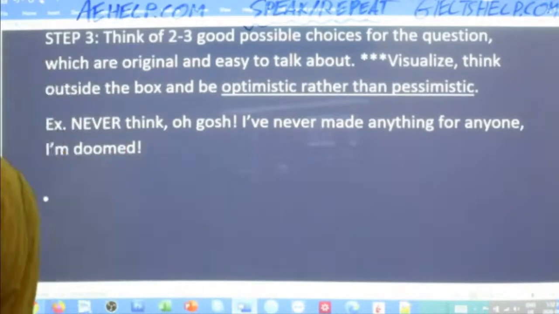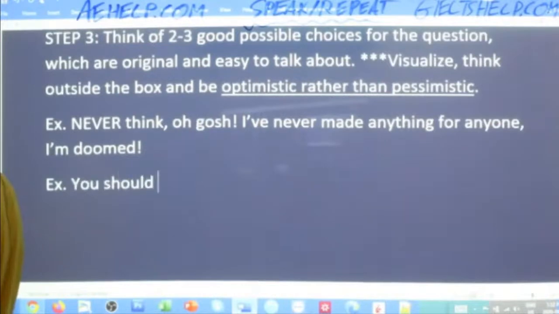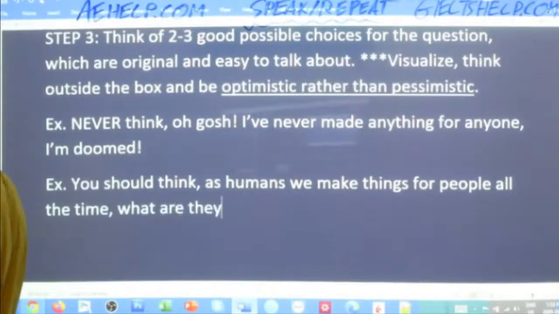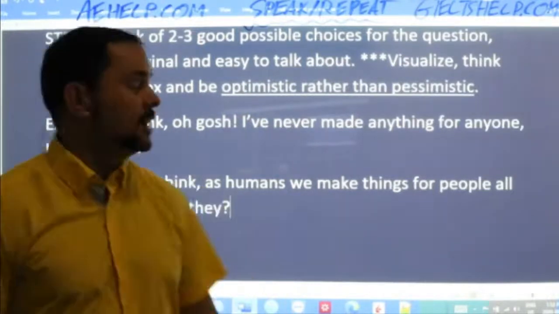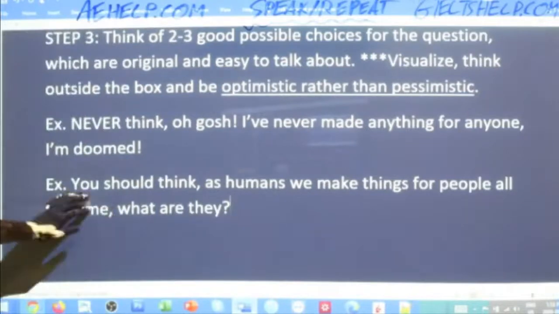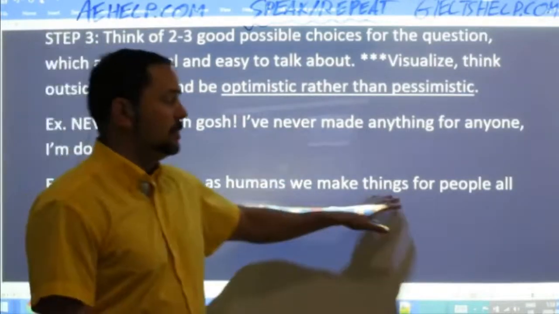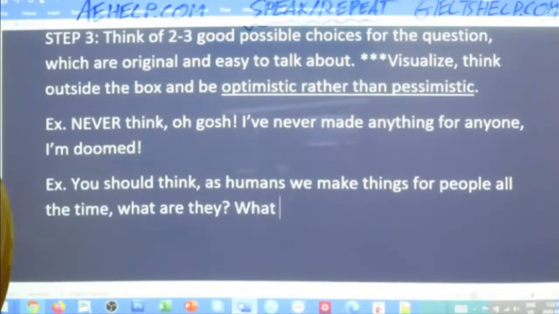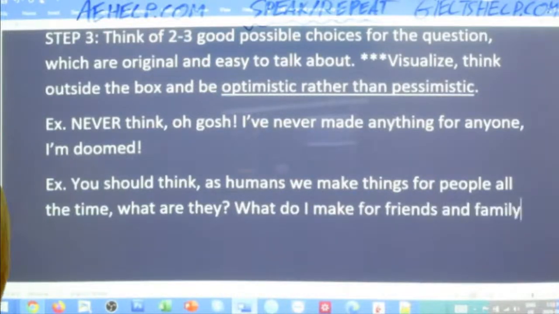As humans, you should be like this, okay? So this is how you should be thinking about it, optimistically, and then visualize it. You should think, as humans, we make things for people all the time. What are they? What do I make for people? Okay. All right, so be the optimist.